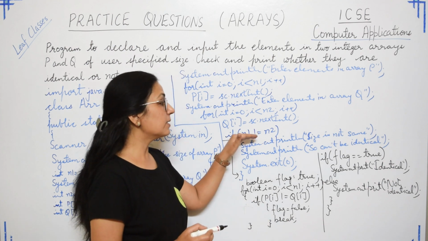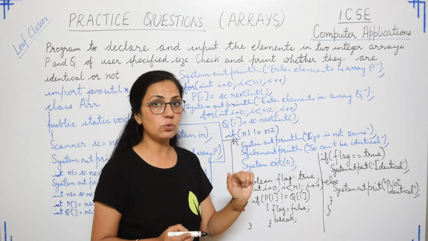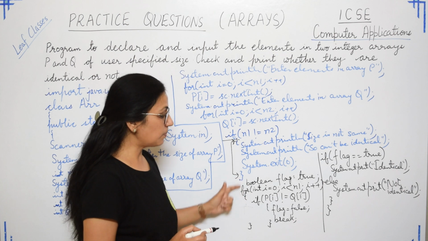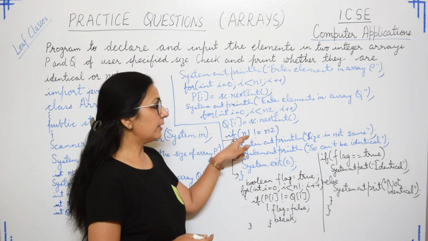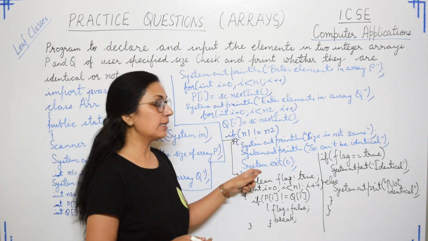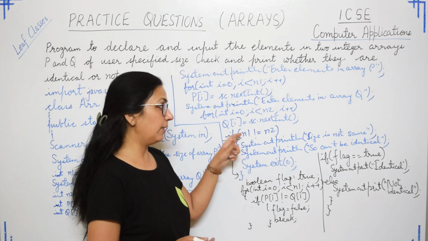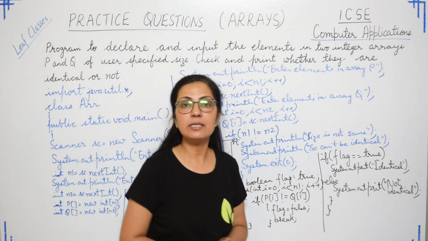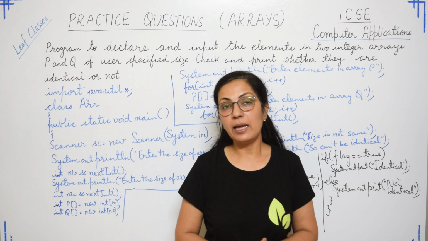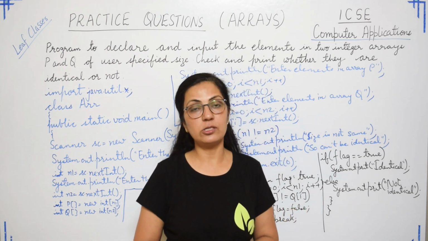And if it is false, that means N1 and N2 are the same, then only this part of the statement will be executed and here I have not used else. If it is true, it is coming here and it is terminating the program and if it is not true, this part will be executed, right? So children, this is a very simple program. And I hope the logic of the question is also clear.